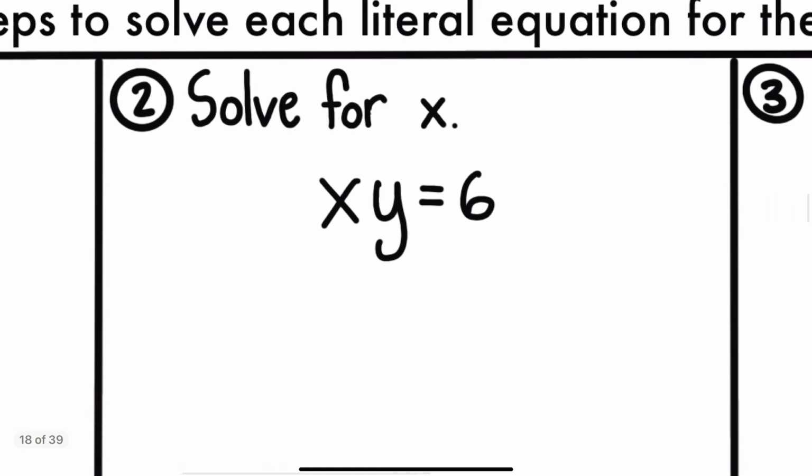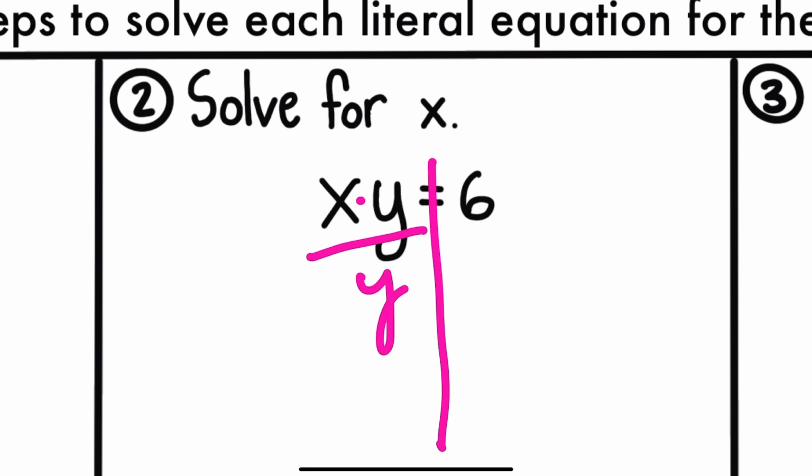Let's do number 2. Number 2 is also solving for x. So I want to get this x by itself. That means this y is in the way. The x and the y are being multiplied together, same rules as if we had a variable and a constant with each other. I am going to do the opposite to get rid of this y. I have times y, so what I'm going to do is divide by y. But whatever I do on one side, I have to do to the other. y divided by y is going to give me 1.